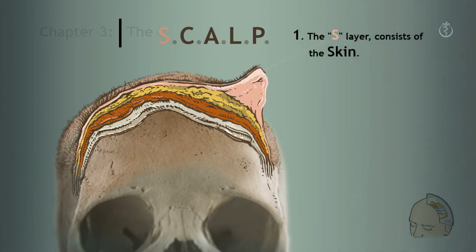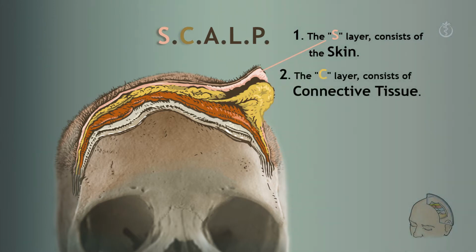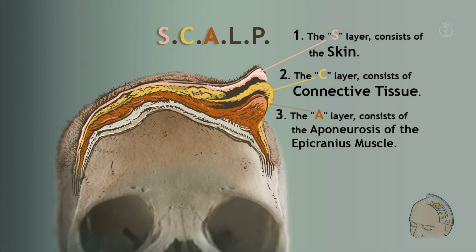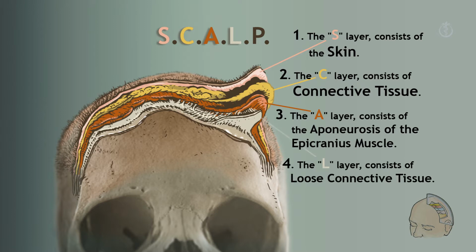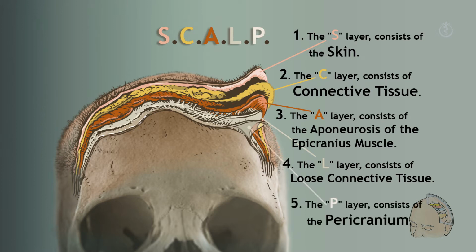Layer 1, the S layer, consists of the skin. Layer 2, the C layer, consists of connective tissue. Layer 3, the A layer, consists of the aponeurosis of the epicranius muscle. Layer 4, the L layer, consists of loose connective tissue. Layer 5, the P layer, consists of the pericranium.